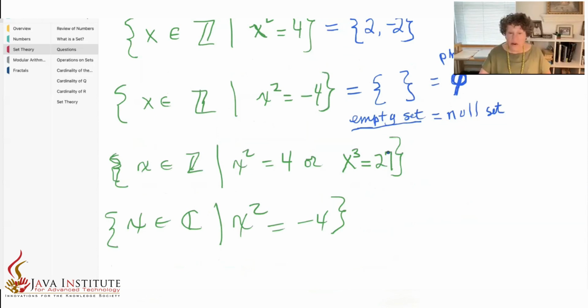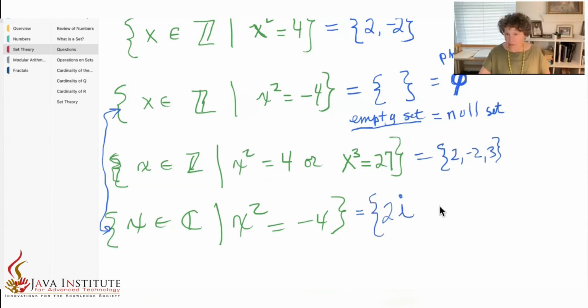Now, down here, I see some answers. 2, minus 2, 3. That's correct, because we could square it and get 4, we could cube it and get 27. So these are correct. Now this one, these two sets are not the same because here we have an integer, here we have a complex number. So now here we get 2i and minus 2i. And I'm seeing some correct answers in the chat. Okay, so those are some examples of sets.